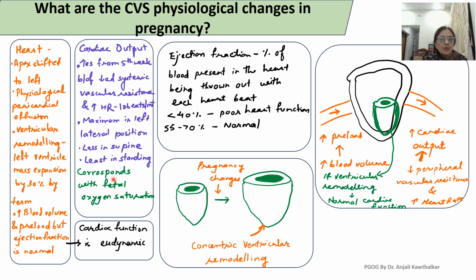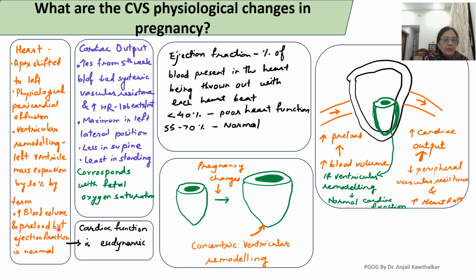Cardiac output corresponds with fetal oxygen saturation, and that is how we see that, especially whenever we diagnose a case as intrauterine growth restriction, as a part of treatment we ask the pregnant woman to lie in the left lateral position with the hope that that will improve the fetal oxygen saturation and that will improve the fetal growth.